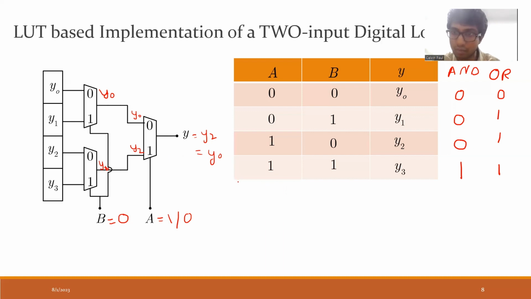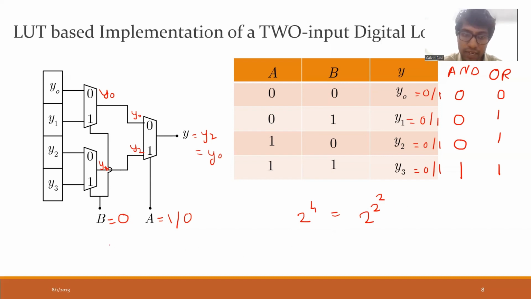This is a lookup table based implementation. LUT stands for lookup table. So how many functions can I implement? Y0, Y1, Y2, Y3. Y0 can either be 0 or 1. Y1 also can either be 0 or 1. Y2 can also be 0 or 1. Y3 also can be 0 or 1. These are the possibilities. So the total number of possible functions I could implement is 2 raised to 4. That is equal to 2 raised to 2 raised to 2.